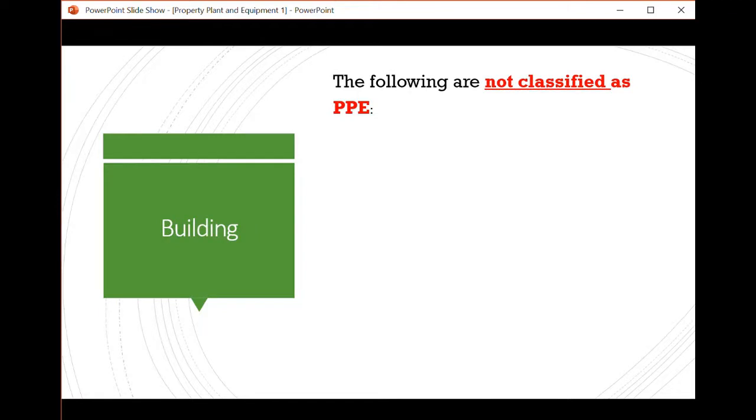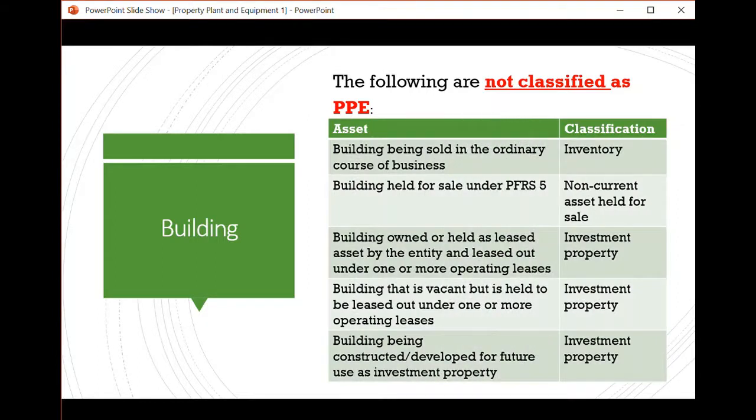So the following are not part of PPE. They are not building under PPE. So we have the building being sold in the ordinary course of business. So parehas siya og treatment atong sa land, di ba? If they are sold in the ordinary course of business, it would be inventory. If its intention is to be sold within 12 months, so that would be non-current asset held for sale because the building is a non-current asset, but now you want it to be sold in the near future.